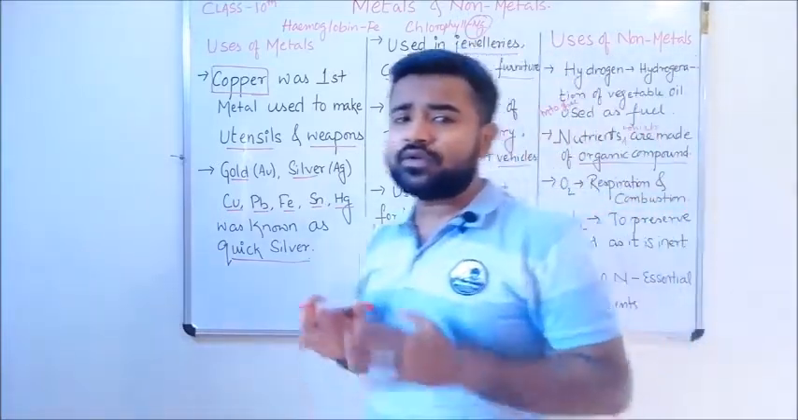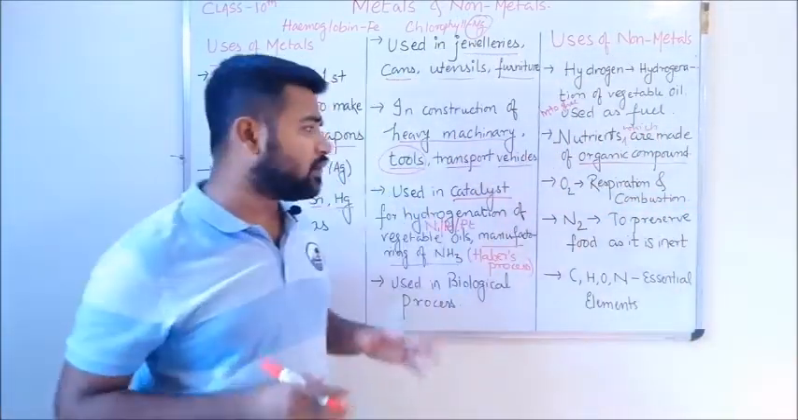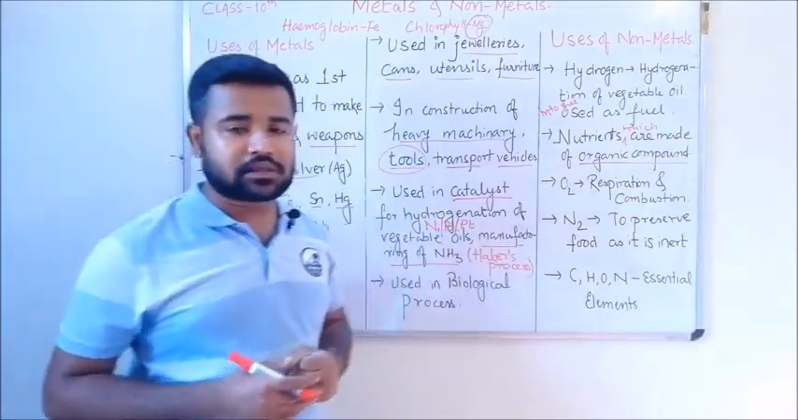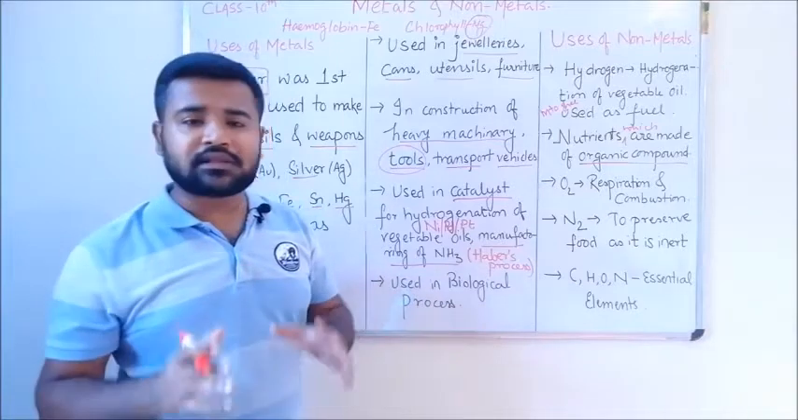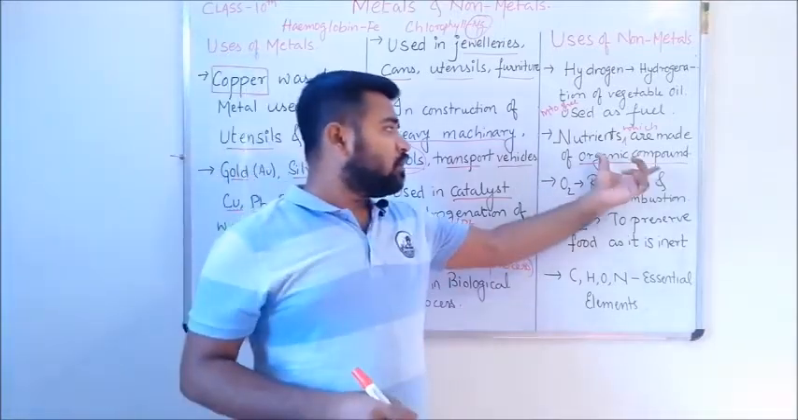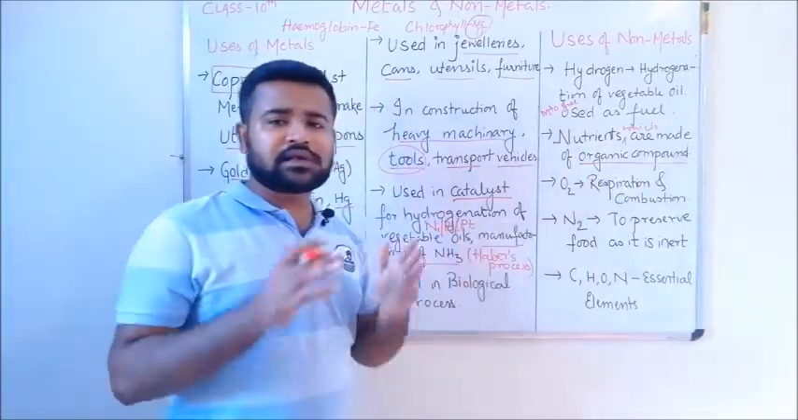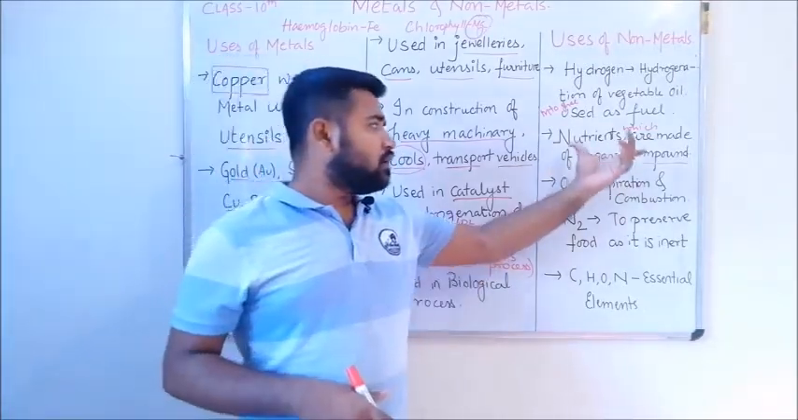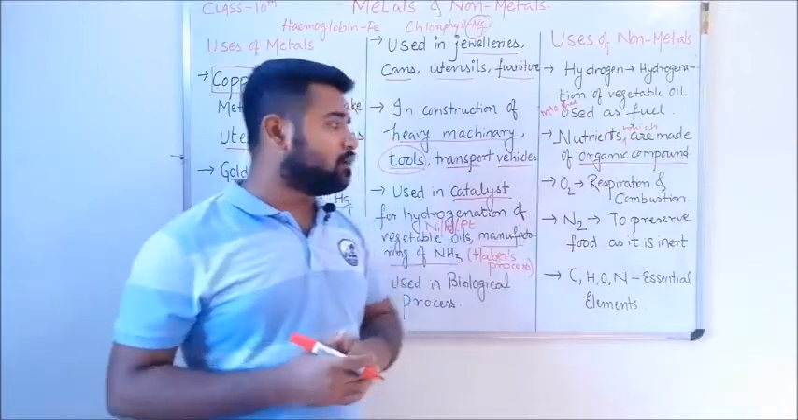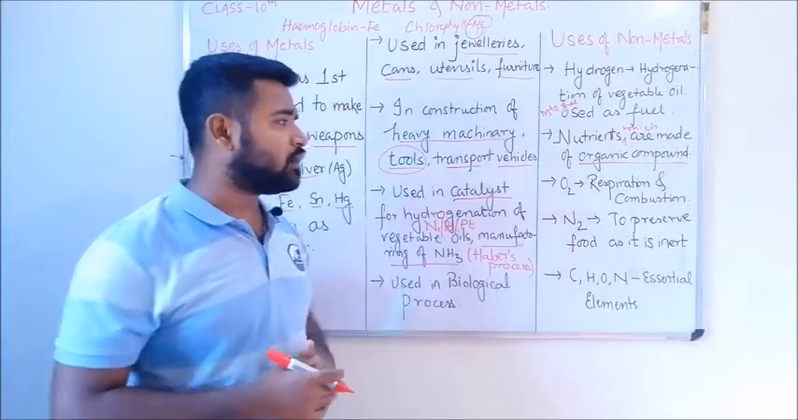So all the nutrients are generally made up of what? Generally made up of non-metals. All the nutrients are generally made up of organic compounds, and organic compounds are generally made up of what? Organic compounds are made up of these non-metals, that is carbon, hydrogen, nitrogen, oxygen. So these are the nutrients which are made up of organic compounds. So this is the second use of the non-metals.